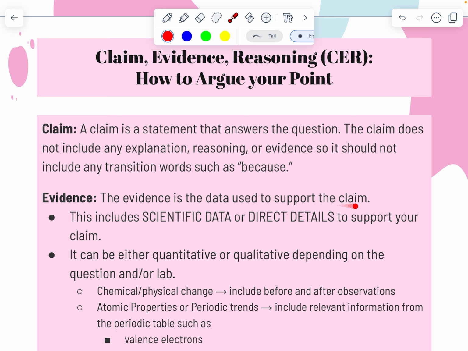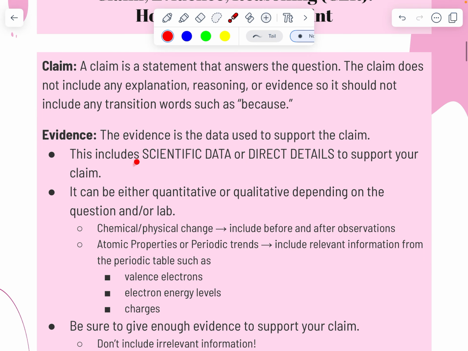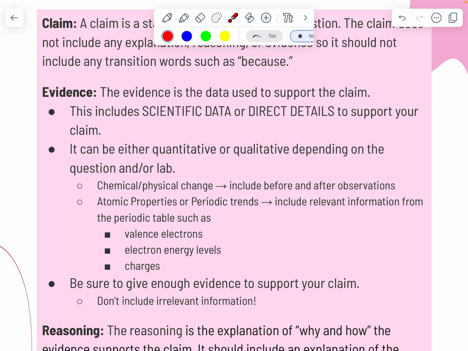Evidence is the data that is used to support your claim. This is kind of the stuff that you are going through in your head to make a decision. We're just writing that evidence out. This could be scientific data, that could be observations, that could be numbers that you've collected, or information that we have, such as density information. And we want to just include things that support our claim. This could be quantitative, so numbers, or qualitative, which would be descriptions, depending on the question or the lab that we are working on.